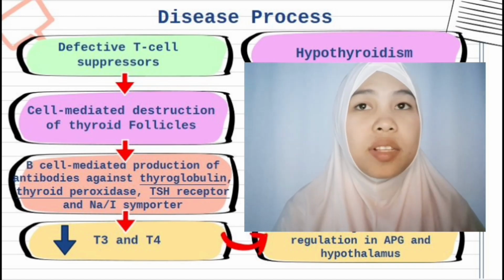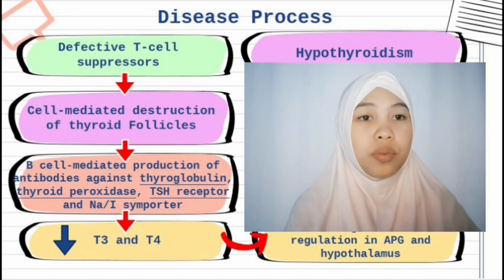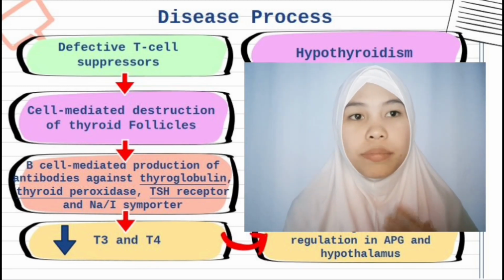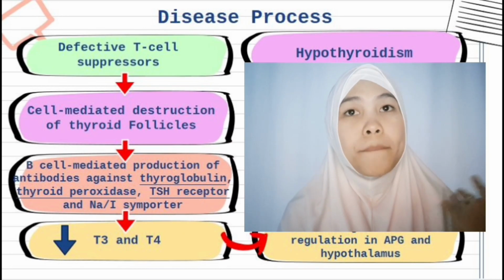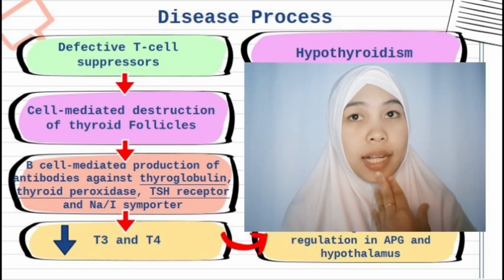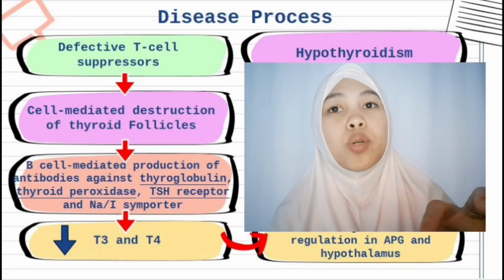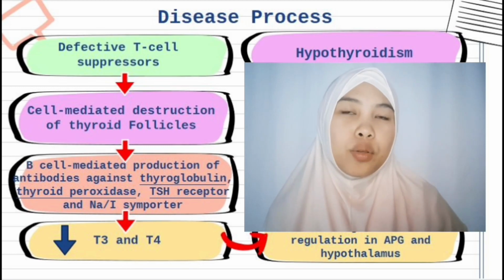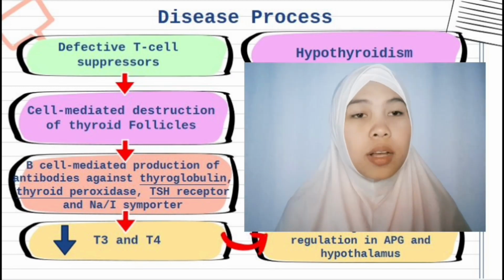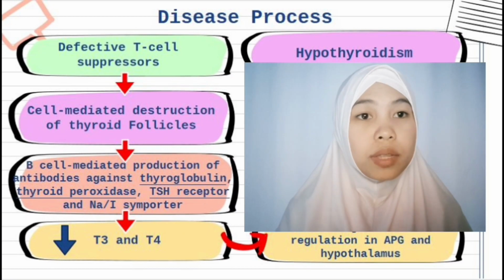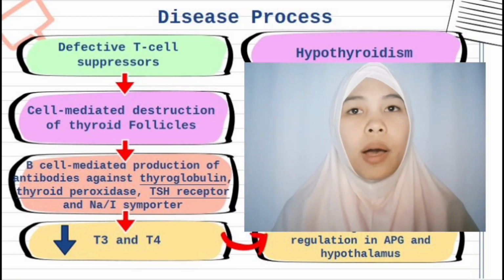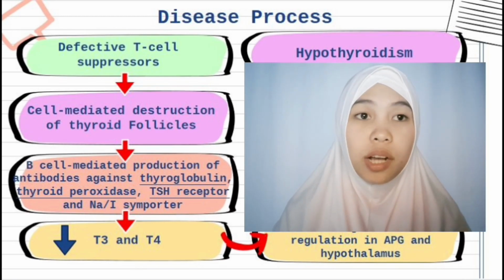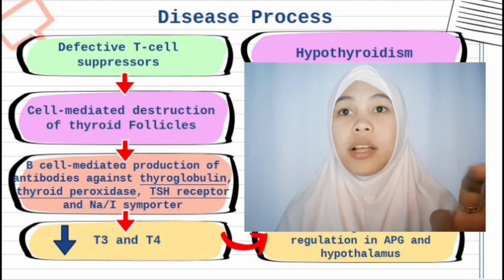So if there's a defective T cell suppressor, of course our T cell suppressors cannot do their function, which is to introduce us to our own immune cells. As a result, we will be unidentified by our own immune cells, and then it leads to cell-mediated destruction of thyroid follicles. I hope you can understand it. Due to the immune response done by our own immune T cells and B cells and lymphocytes, our own cells will be destroyed because they were considered foreign materials or foreign cells.